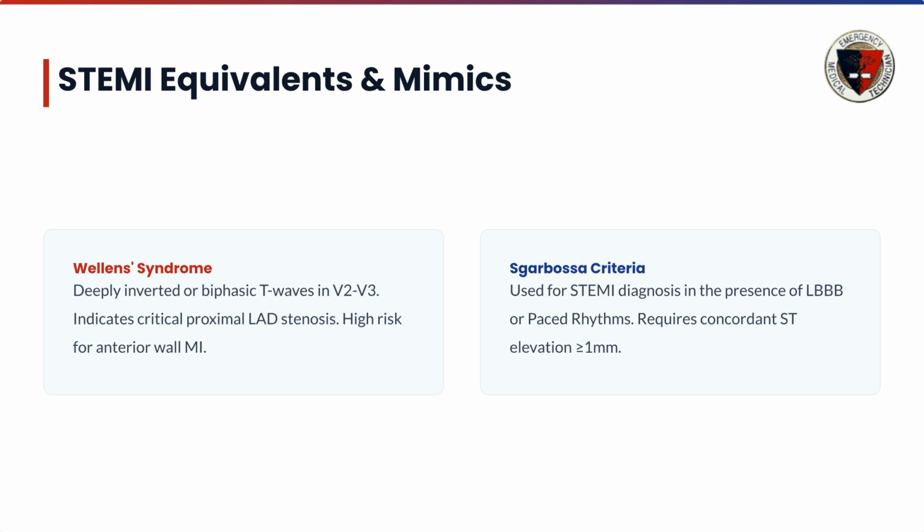STEMI equivalents and mimics include Wellens syndrome, indicated by deeply inverted or biphasic T waves in V2, V3, suggesting critical LAD stenosis. The Sgarbossa criteria is used for STEMI diagnosis with LBBB or paced rhythms, requiring concordant ST elevation of 1 mm or more.